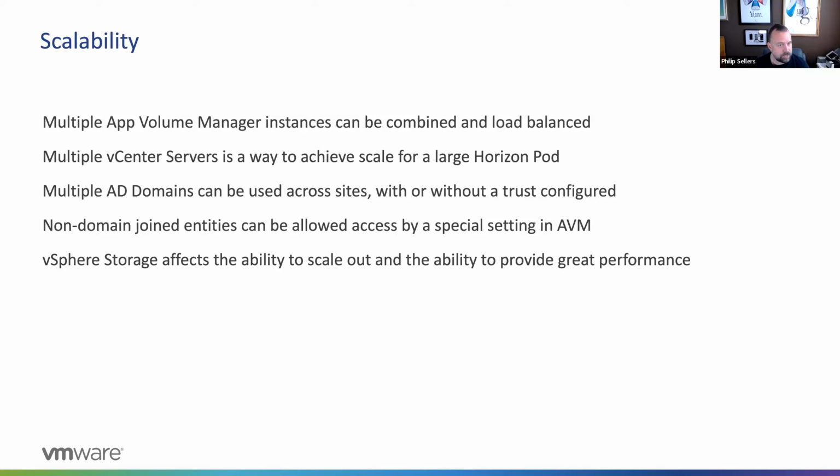Your vCenter storage is going to be a major factor in the ability to scale out and the ability to provide great performance. So focusing on your storage, how it's used, and what you're able to deliver from an overall IOPS performance, or IOs per second, is a big part of how well app volumes are going to perform in your environment.